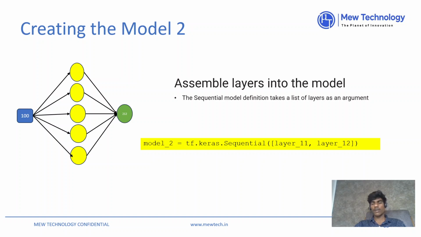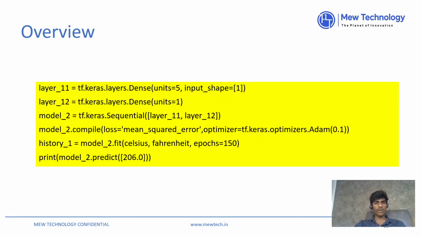As I already said, in real-time cases we have a lot of layers and a lot of neurons. You initialize everything, then assemble it into one model. Here, inside the Sequential, I assemble layer 1 and layer 2. Normally we only do this kind of thing. This is the overall code: I initialize layer 1 and layer 2, give the model the name model 2, compile the model, and fit the model.